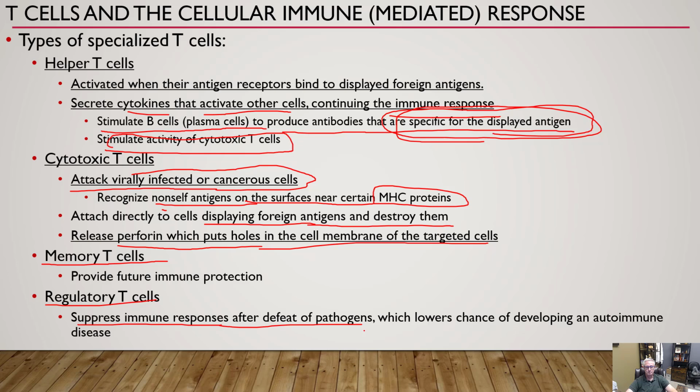Because we don't want our immune system to keep working and working overtime after that pathogen has already left, because we don't want to develop an autoimmune disease.